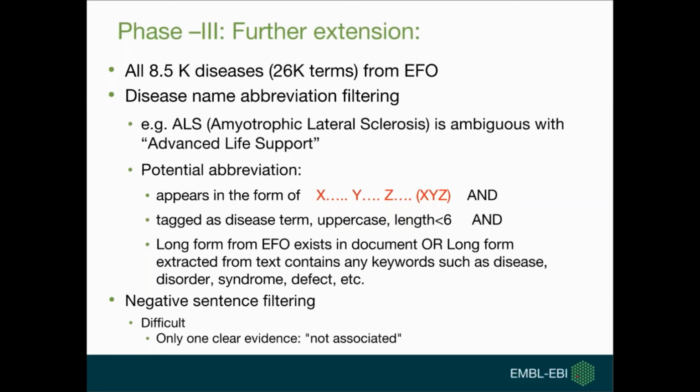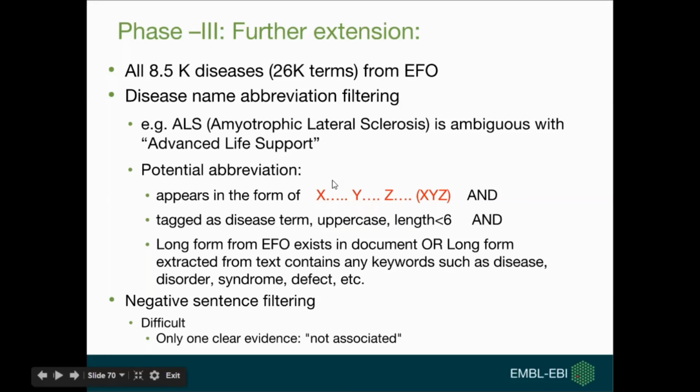In this phase, we introduced the disease name abbreviation filter. Some disease names, for example, ALS, meaning amyotrophic lateral sclerosis, are ambiguous with advanced life support in some of the articles. And you wouldn't like to annotate advanced life support as ALS. In order to identify potential abbreviations in text, we use regular expressions and check for the text sequences shown in red.